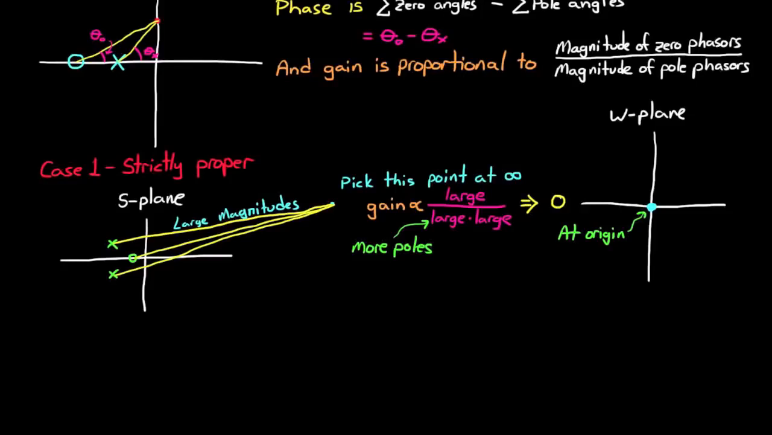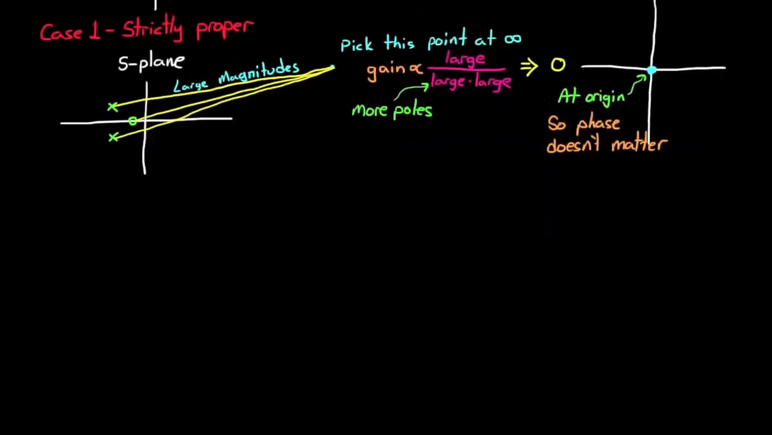And since the gain is zero, we don't need to worry about the phase, because the point is always at the origin in the W plane. Phase would just be akin to spinning your pencil in place at the origin. It's still the same point, and so we don't really have to worry about it.